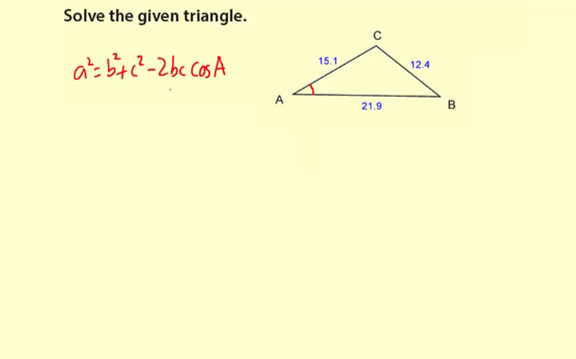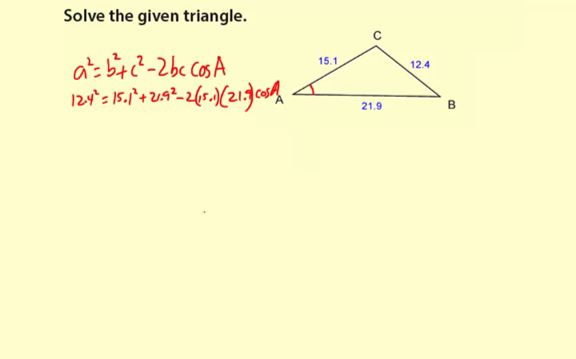All right, so now we'll just substitute. a squared is going to be 12.4 squared equals, and then b squared is going to be 15.1 squared plus c squared, which is 21.9 squared, minus 2 times 15.1 times 21.9, and then times the cosine of A. Okay, now we need to solve for this angle A way over here with the cosine. So first thing I need to do is subtract the 15.1 squared and the 21.9 squared.